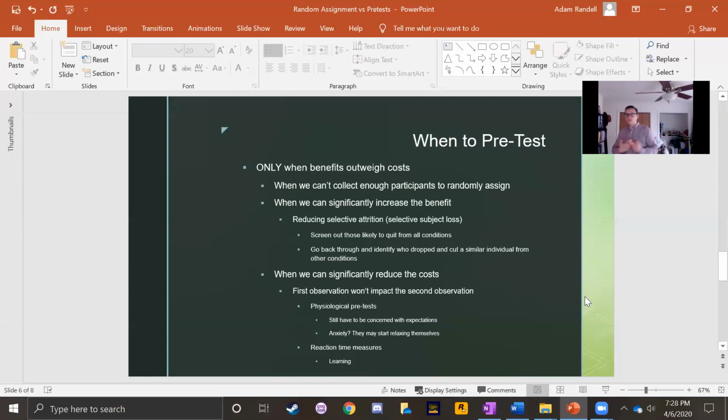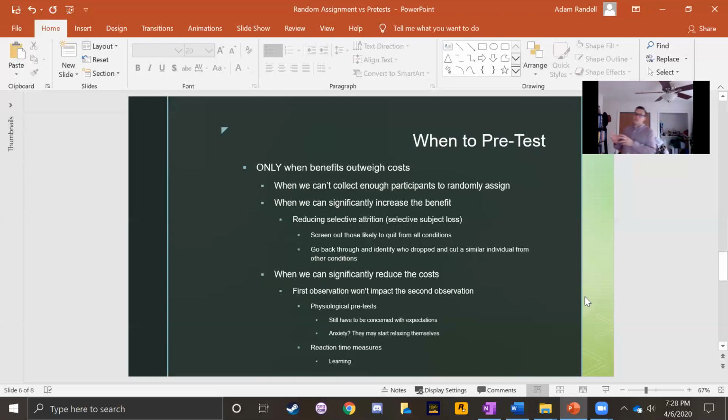Well, if you've got some information about the participants, you can find if there's any pattern to the characteristics of the people who quit from one condition, identify participants in the other condition with similar qualities and remove them such that your two conditions are matched again so that they have, on average, the same qualities. So in those instances, the benefits of pre-testing go up.